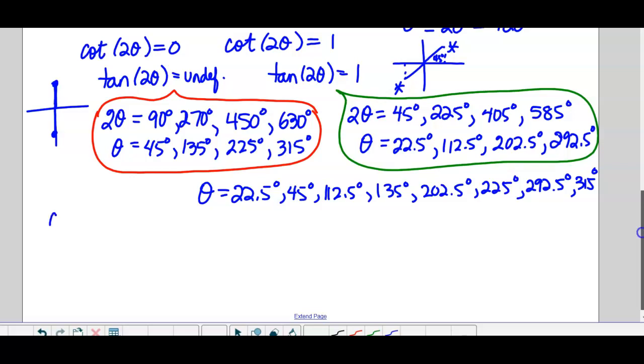So for restrictions, cotan of 2 theta cannot be undefined. So that means tan of 2 theta cannot be 0. Okay? And those would give our restrictions. Well, when we solved this, we had tan of 2 theta equaling undefined. So those are not going to overlap at all. Right? Most of these aren't.